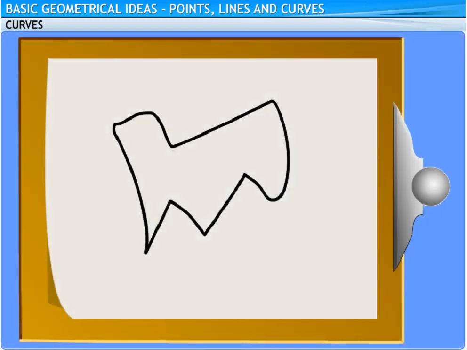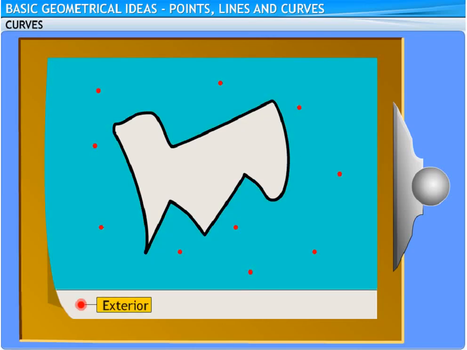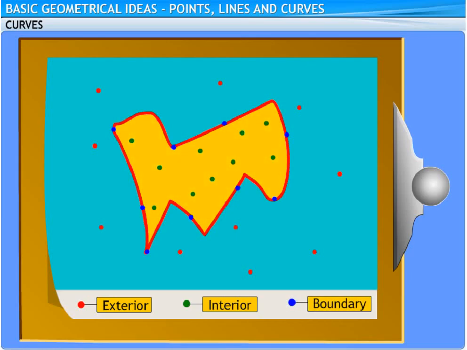We'll use endpoints to understand this further. The red-colored points are located outside the closed curve. This region is called the exterior of the curve. The green-colored points are located inside the curve. This region is called the interior of the closed curve. The blue-colored points are located on the curve. This is called the boundary of the curve. The interior and the boundary of the curve together form the region.